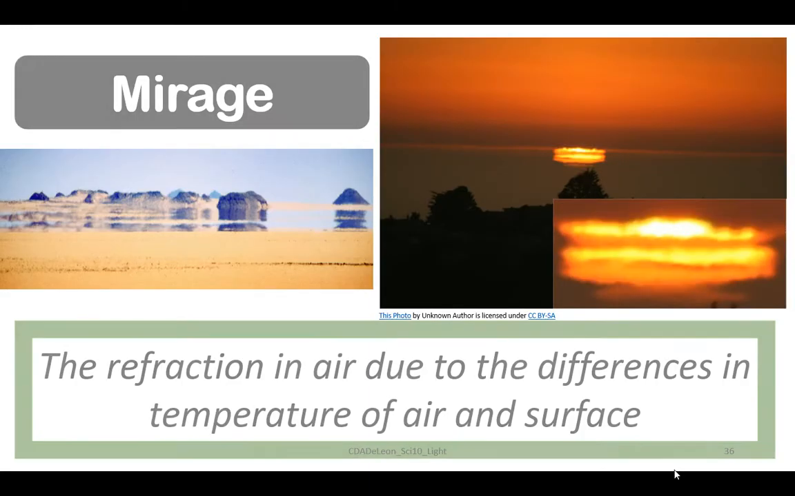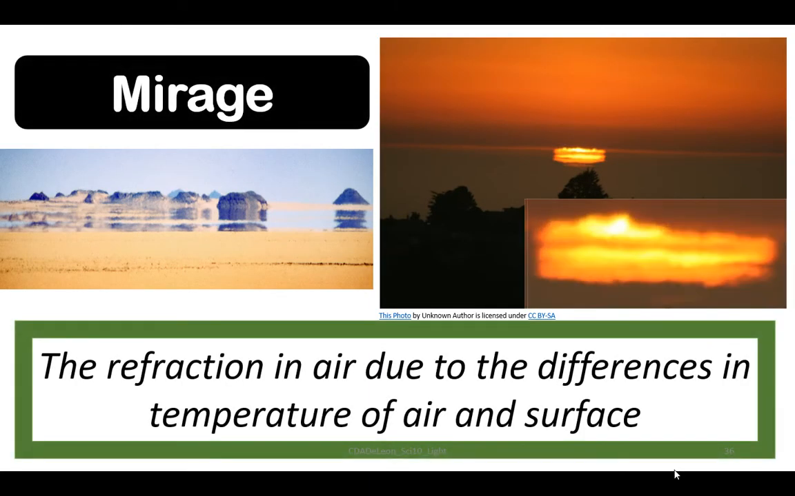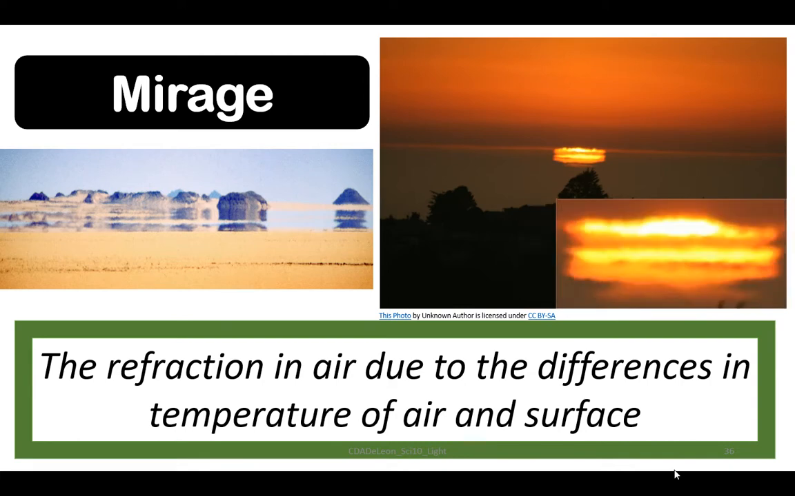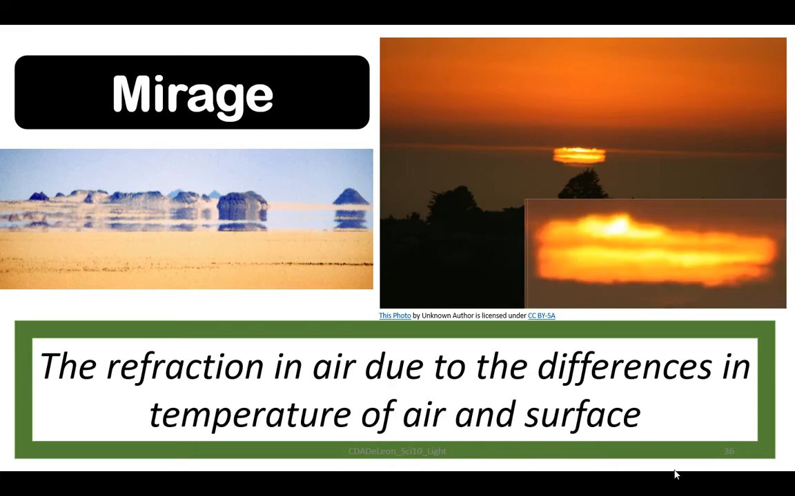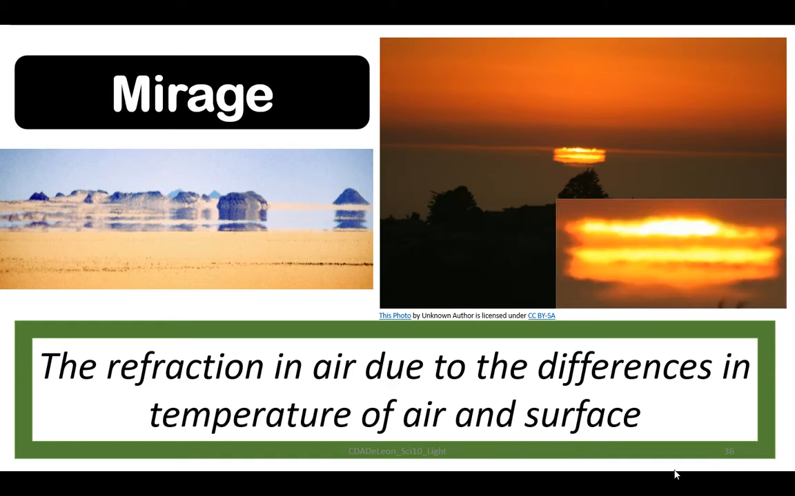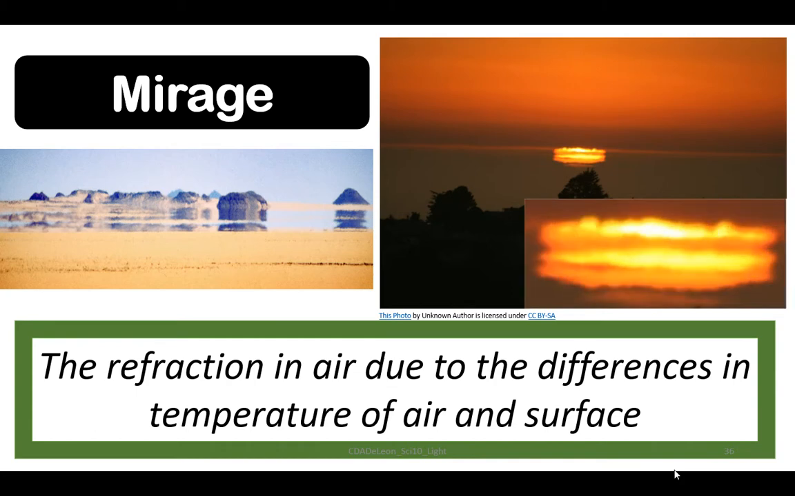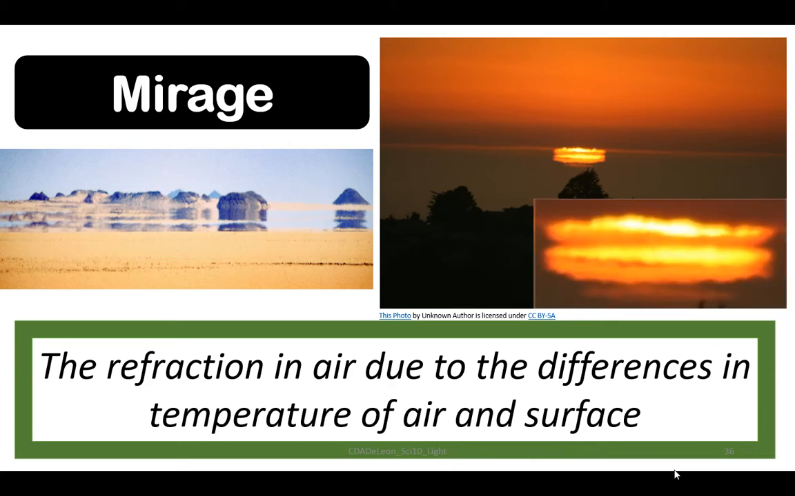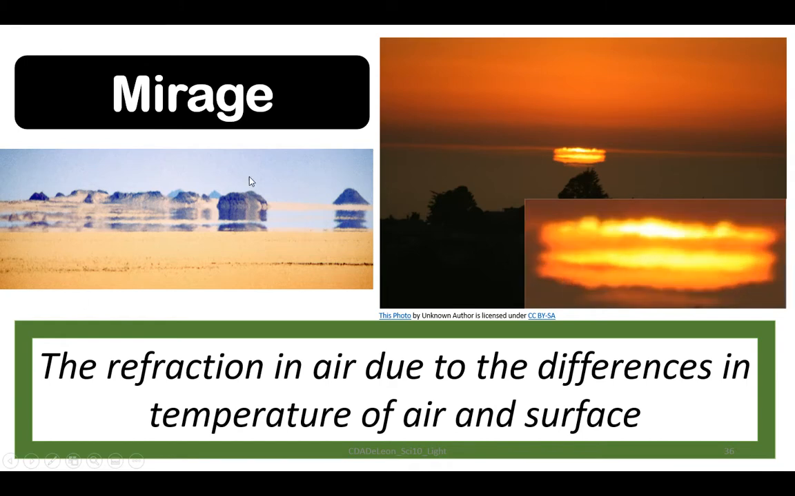Now, let's discuss first mirage. A mirage is a naturally occurring optical phenomenon in which light rays bend via refraction to produce a displaced image of a distant object or the sky. The word comes to English via the French mirage from the Latin mirari, meaning to look at, to wonder at. In other terms, it is the refraction in air due to the differences in the temperature of air and the surface. Look at the first illustration.